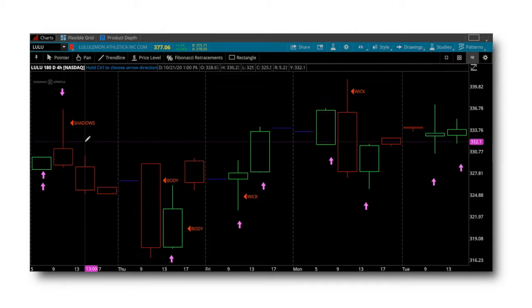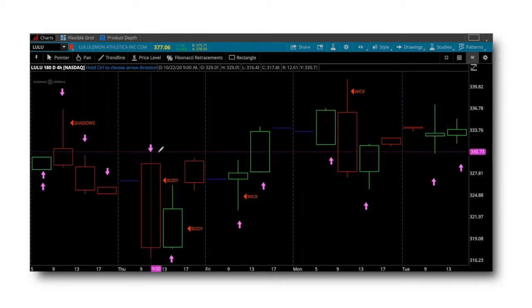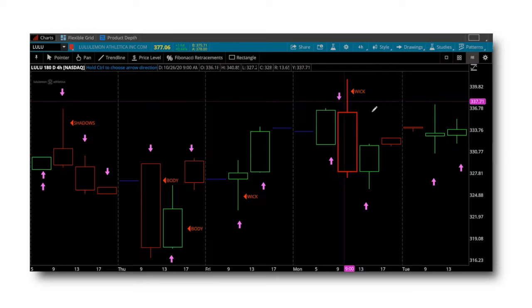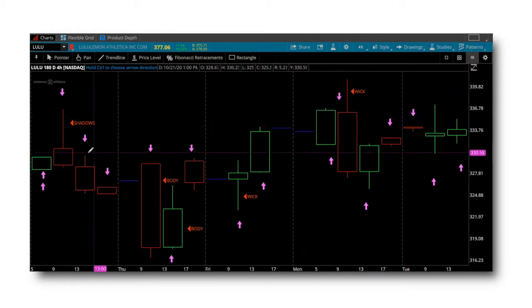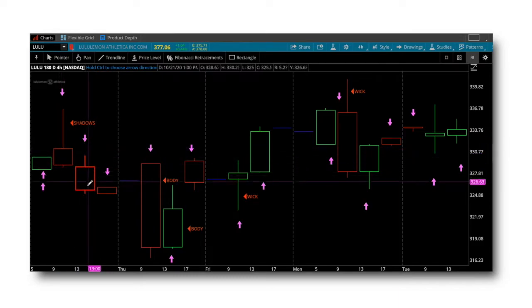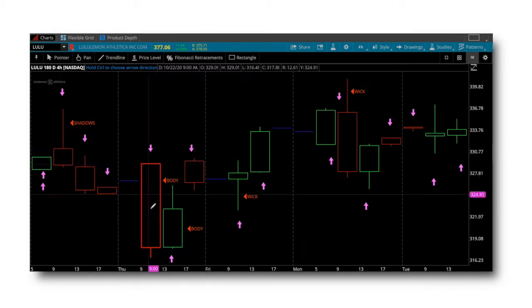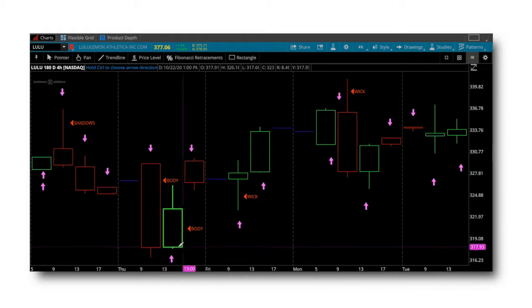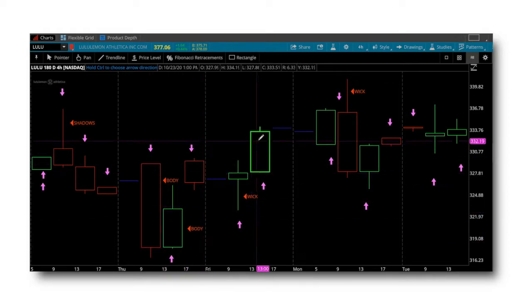All of the red candles that you see on the chart are all bearish candles. They all open at the top of the body, and then they close lower than where they open, right? So open high, close low, open high, close low, open high, close low, right? All the green ones open low, close high, open low, close high, right? So that's that.